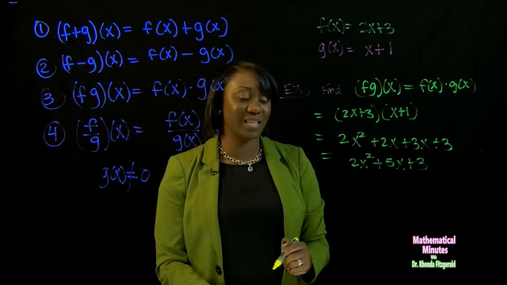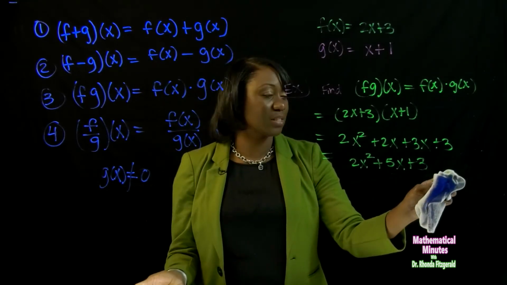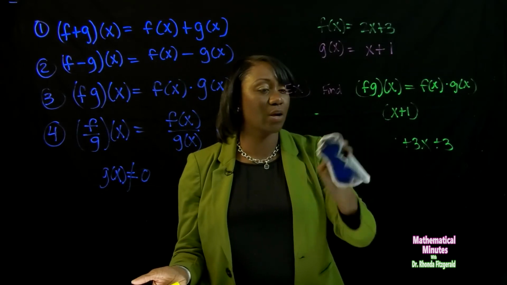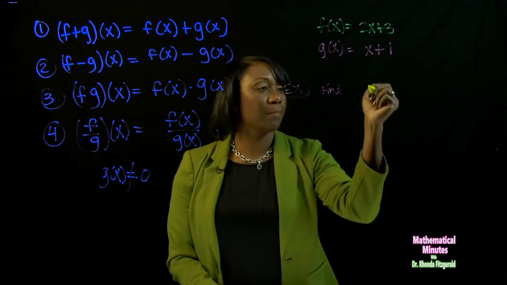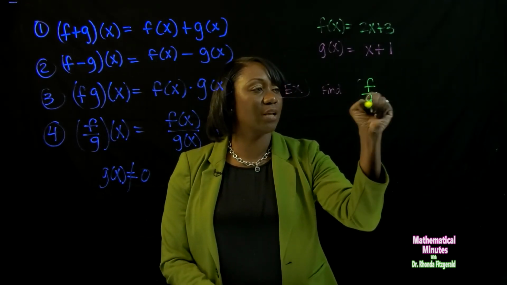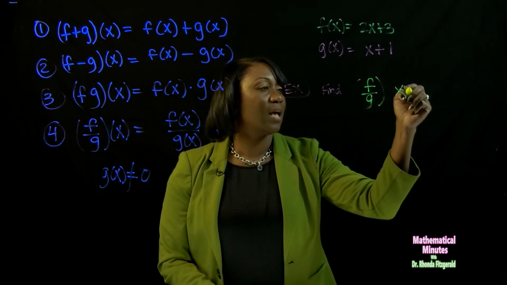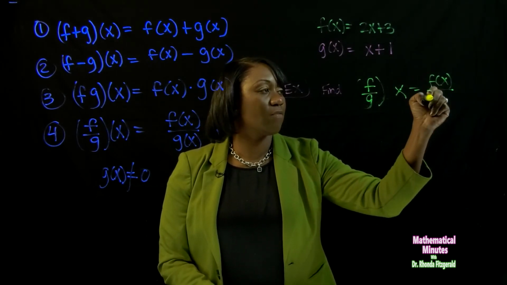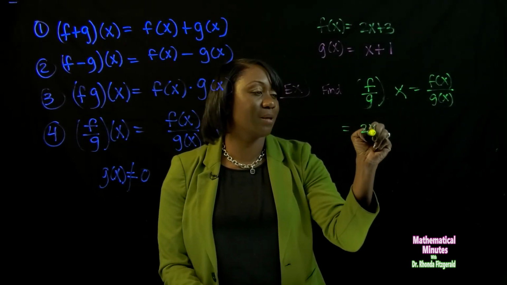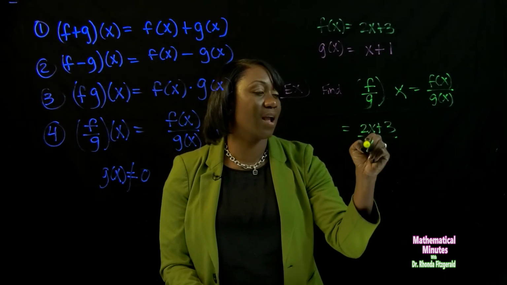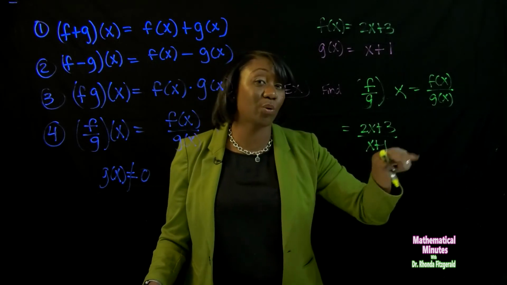The very last example that we want to show is the quotient, situation number 4. So for our quotient example, we want to look at f over g of x. And like we said, it's f of x over g of x. So let's write these again. This simply equals 2x plus 3 over x plus 1. Well, notice this can't be simplified any further, so this is our actual quotient right here.